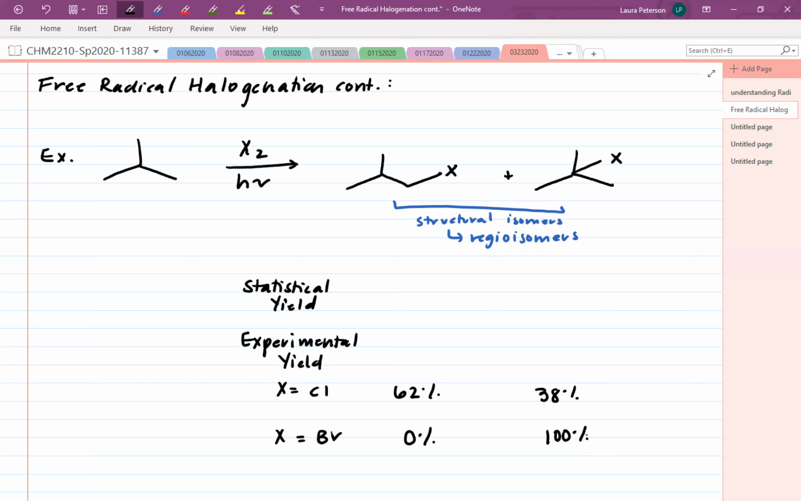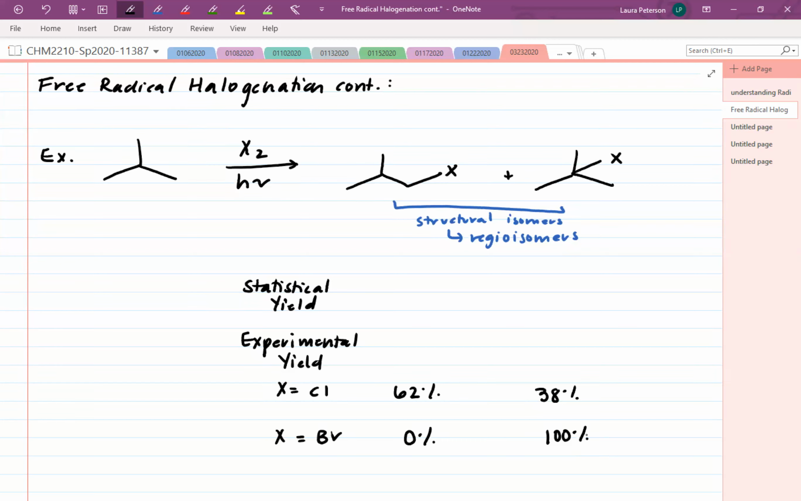So before that, I want to introduce a term called the statistical yield. The statistical yield assumes that all of the hydrogens within a molecule react at the same rate, meaning it would take the same energy, with the same activation energy, for abstraction of a primary hydrogen versus a tertiary hydrogen. But we know that's not true, because we learned about radical stabilities. All right, so how could we figure out the statistical yield?